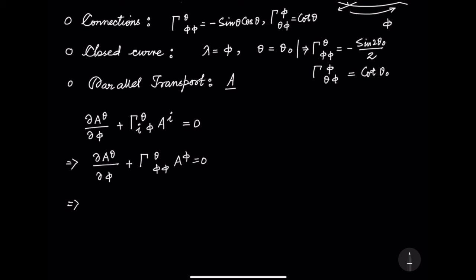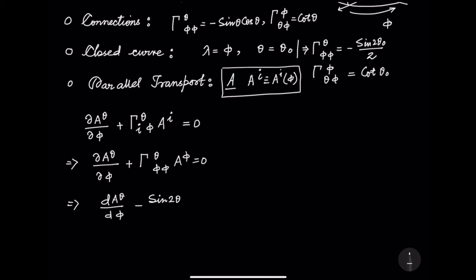Again, by the same logic, A I depends only on phi, so I can make this a total derivative, and this particular connection is minus sine 2 theta naught by 2, and you can write it this way, just like we did before.